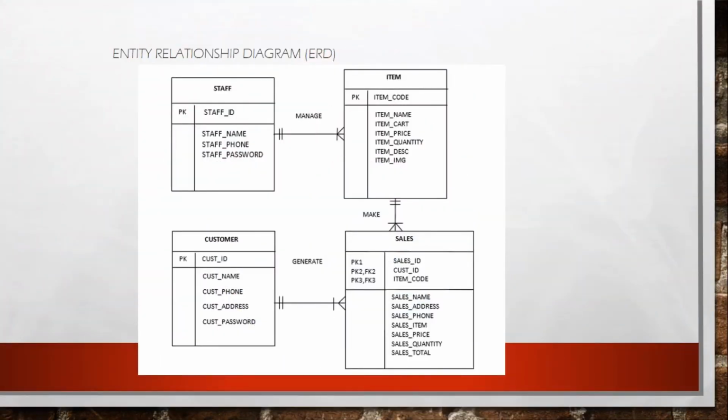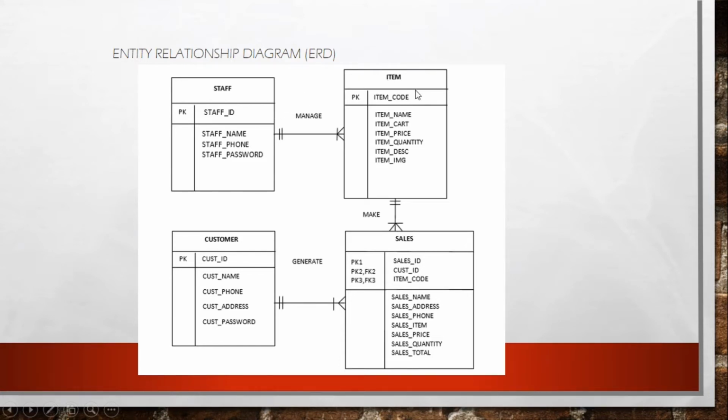This is our entity relationship diagram. Our ERD has 4 entities, which are staff, item, customer, and also a bridge entity, which is sales. For the staff table, it has staff ID, staff name, staff phone, and staff password. The primary key for the staff table is staff ID.